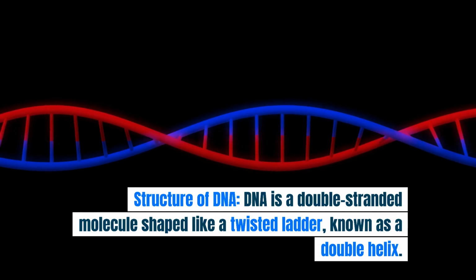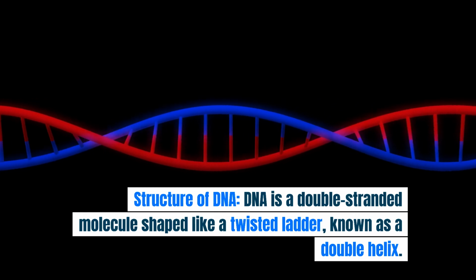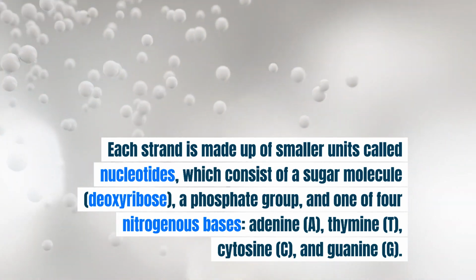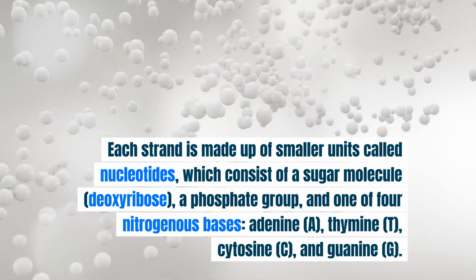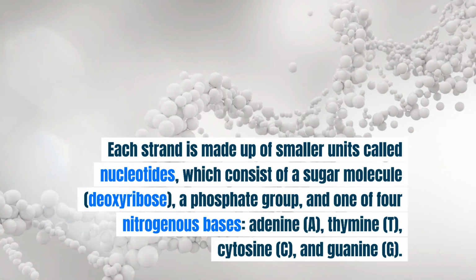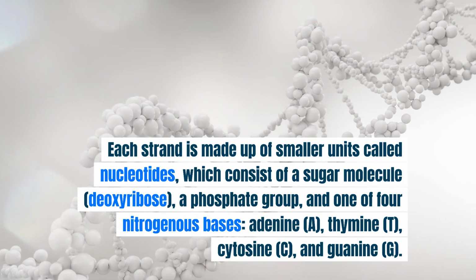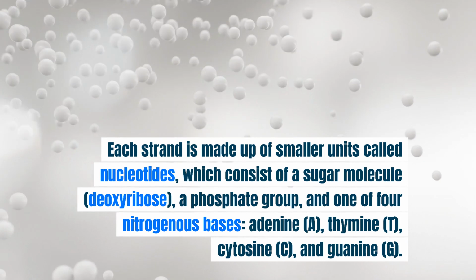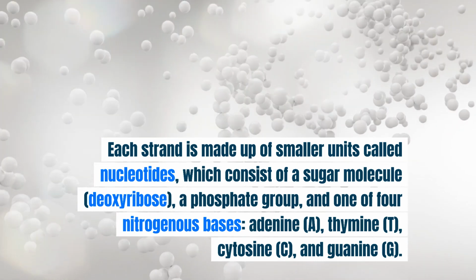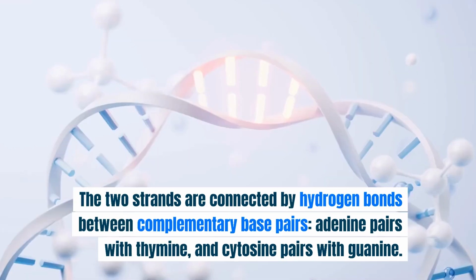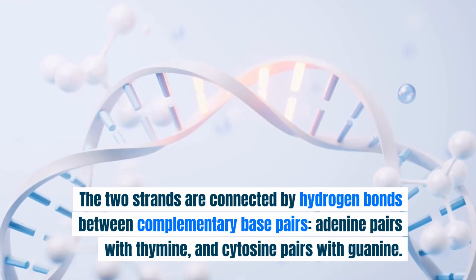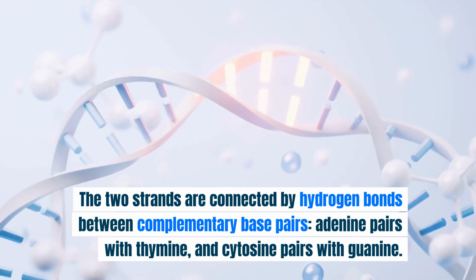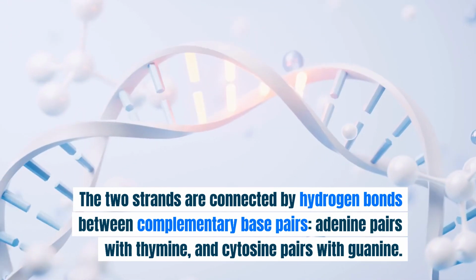Structure of DNA. DNA is a double-stranded molecule shaped like a twisted ladder, known as a double helix. Each strand is made up of smaller units called nucleotides, which consist of a sugar molecule, deoxyribose, a phosphate group, and one of 4 nitrogenous bases: adenine (A), thymine (T), cytosine (C), and guanine (G). The 2 strands are connected by hydrogen bonds between complementary base pairs. Adenine pairs with thymine, and cytosine pairs with guanine.